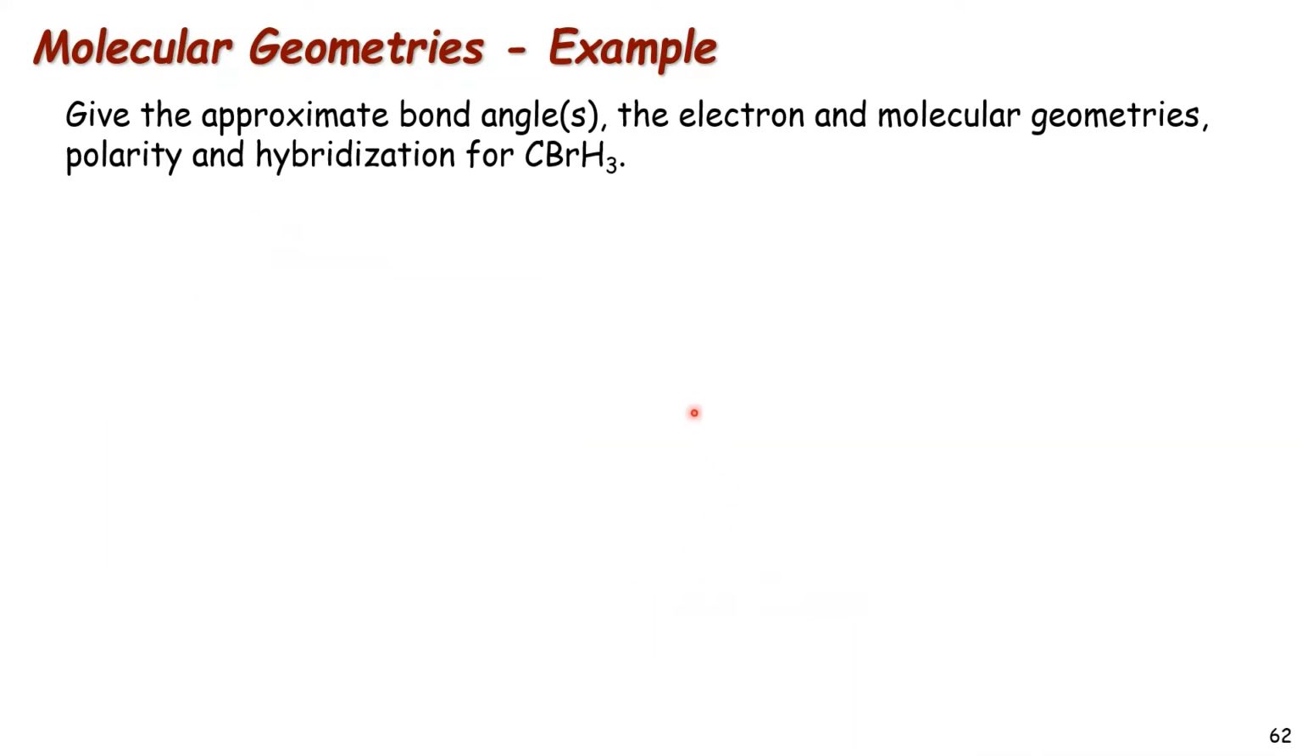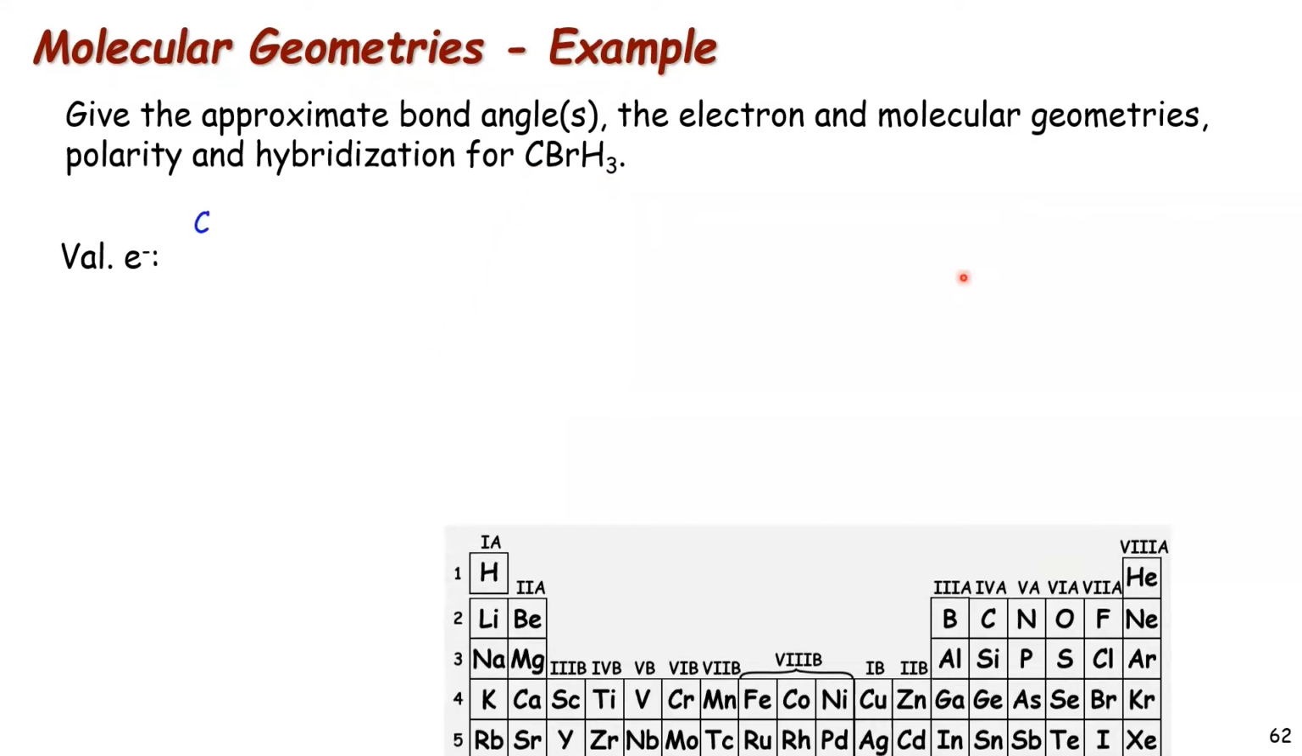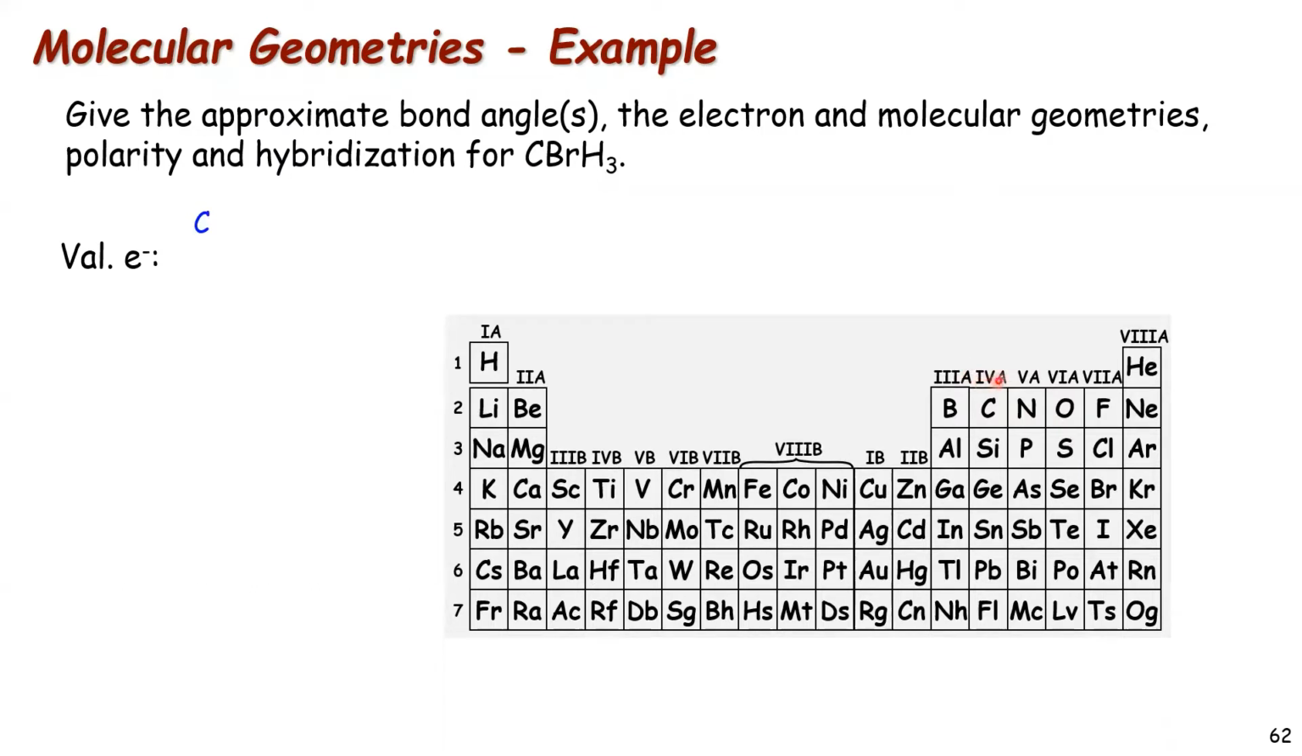Okay, let's try another one. So this time we have carbon monobromide trihydride. Again, we've got to count up the valence electrons. Let's start with the carbon. Carbon is in group 4, so it has 4 valence electrons. Next, we're going to add the electrons for the bromine. The bromine is in group 7, so it has 7 valence electrons. Now we're going to add the hydrogen. Hydrogen is in group 1, so it has 1 valence electron, but there are 3 of them, so we've got to times 3. Add them up, we get a total of 14 electrons that we've got to deal with.